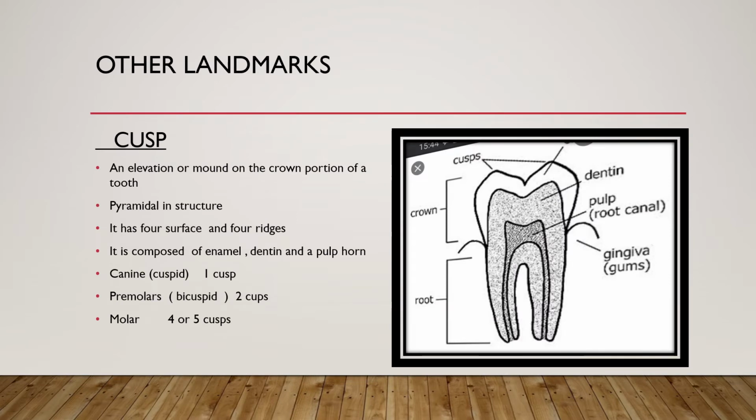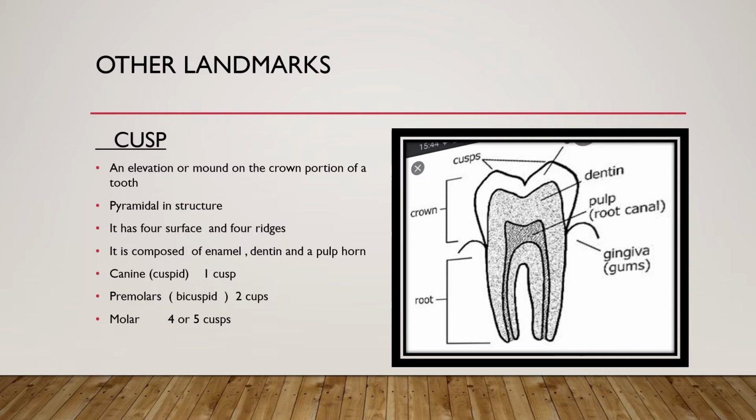Now let's talk about the other landmarks of a tooth. First, let's talk about the cusp. Now, what is a cusp? It is an elevation or mound on the crown portion of a tooth. So, when you look at a tooth from the occlusal surface, you see that the occlusal surface is never flat. There are some elevations or mounds you can see. These elevations are known as cusps, and they make up the divisional part of the occlusal surface. So they divide the occlusal surface.